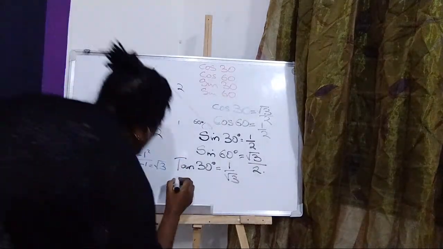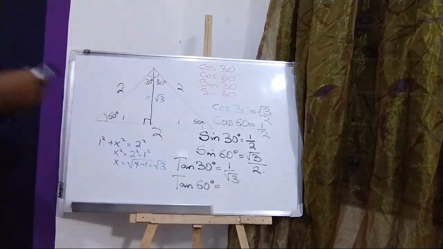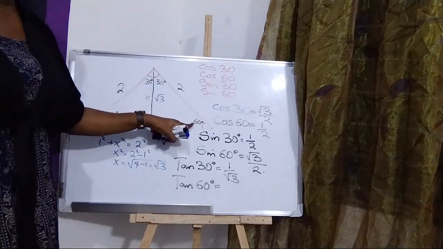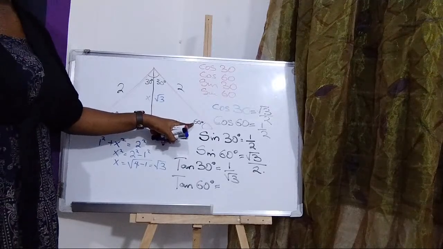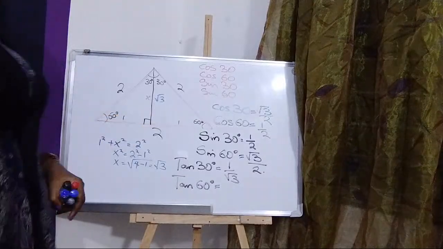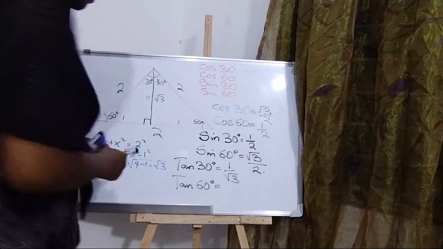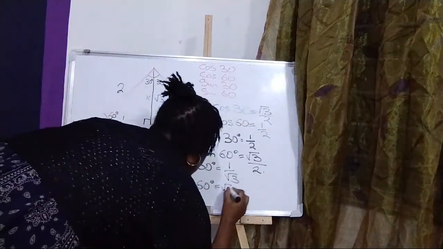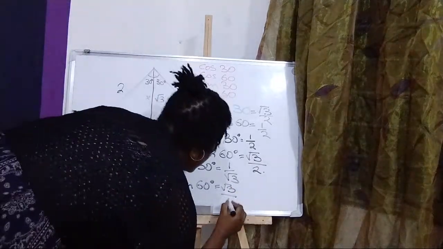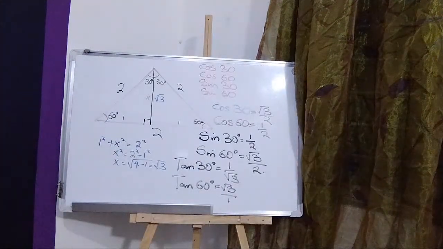So now we're looking for tan 60. Tan 60 degrees is the opposite side of 60 degrees all over the adjacent of 60 degrees. Can you tell me what's the opposite of 60? That's root 3. And the adjacent is 1. Isn't that beautiful? I so love this.